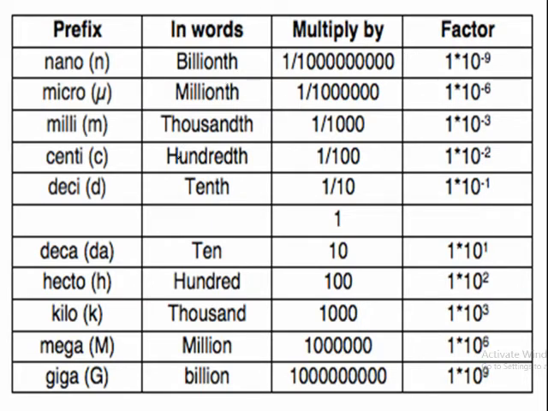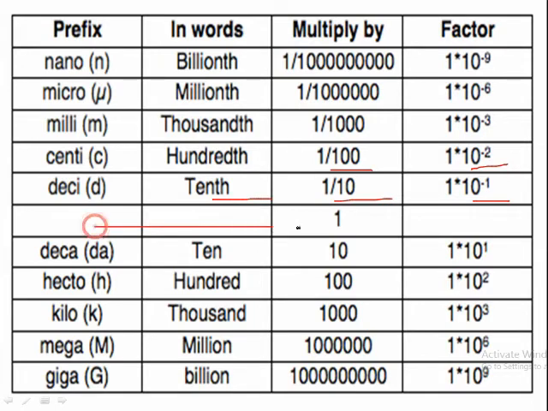Nano we will use n, as in nano means 1 by 1 billion, that is 10 to the power minus 9. Micro means millionth, 1 by 1 millionth, that is 10 to the power minus 6. Then milli means thousandth, 1 by 1000, 10 to the power minus 3. And centi means 100, 1 by 100, and that is 10 to the power minus 2. The deci means tenth, 1 by 10th, that is 10 to the power minus 1.